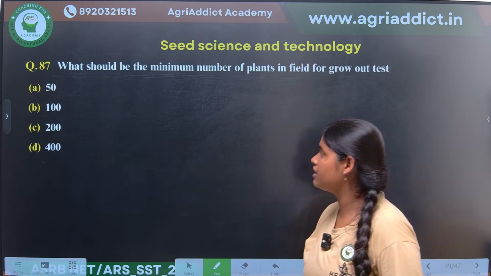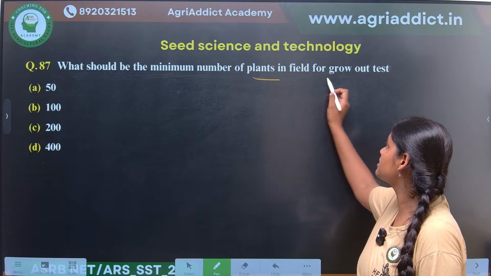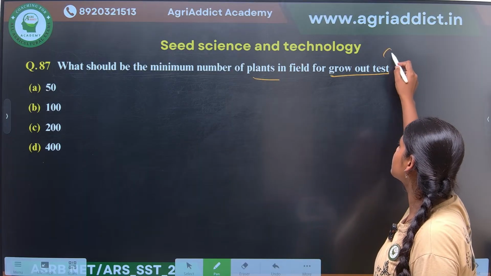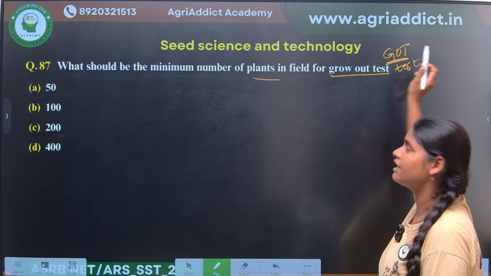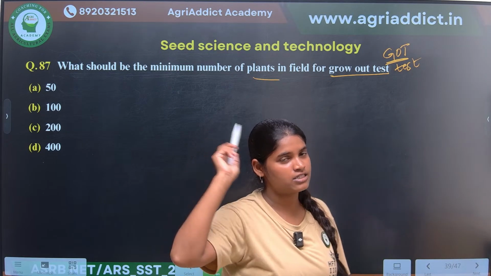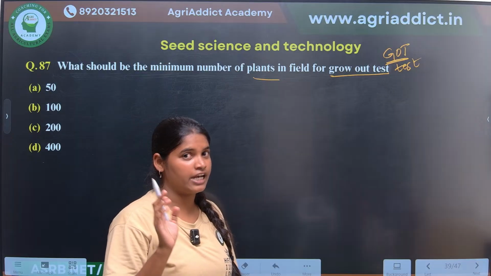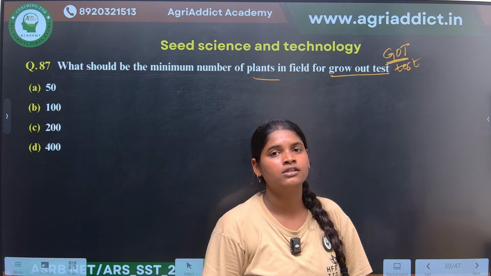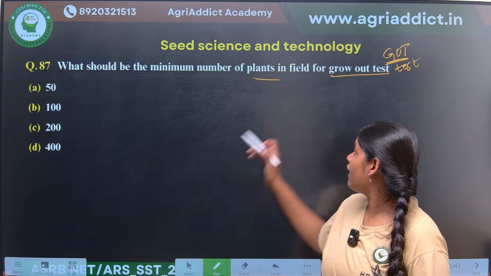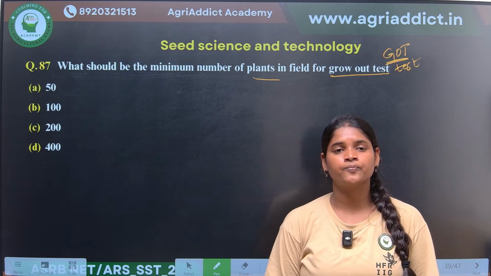So the next question is, what should be the minimum number of plants in the field for the grow out test, that is GOT? It is also a genetic purity test, right? It is the only purity test we are at present following for genetic purity. What is the minimum number of plants in the field required to test the GOT?